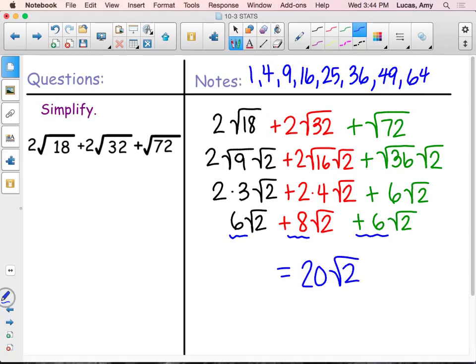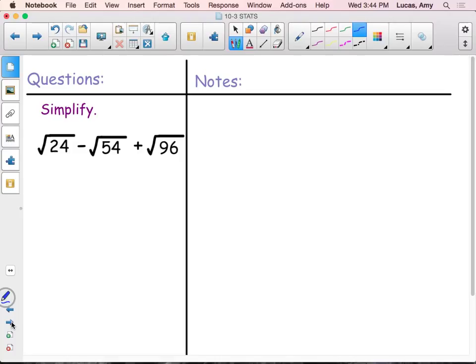So the initial problem had 3 different square roots: the square root of 18, 32, and 72. They all ended up in simplest radical form, though, with the square root of 2. So they could all be added together. Okay, our next example, 3 different square roots again. I'm going to use a different color for each one.